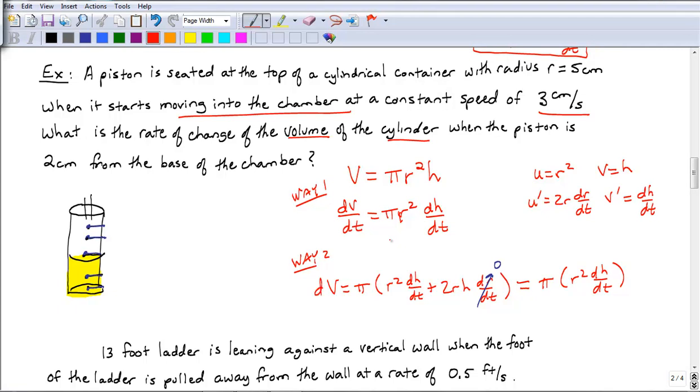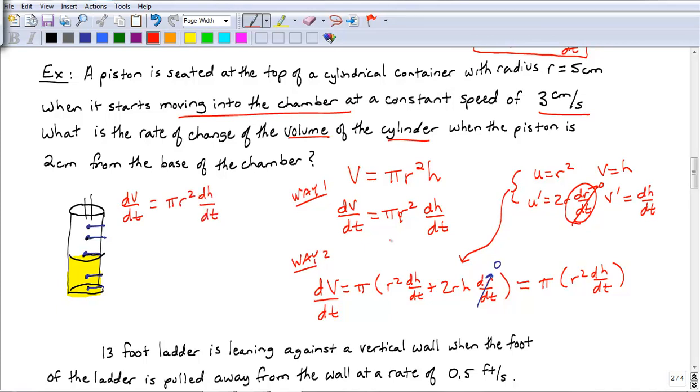This is dv over dt. So you could have done it with the product rule, but even if you use the product rule, you have to recognize that dr dt is 0. The radius doesn't change. If you look at a can, the radius inside that can is the same as you drink it, all the way down. So in either case, I get dv over dt is pi r squared dh dt.